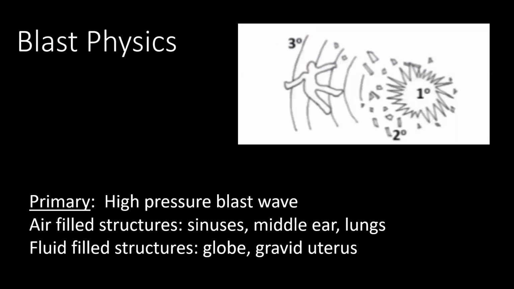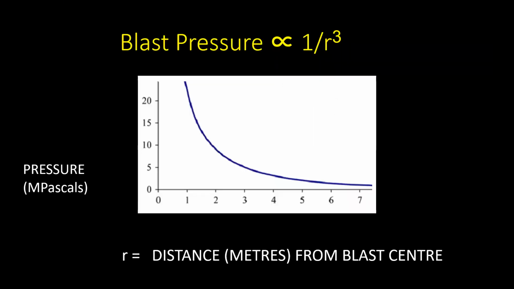Let's start with the primary blast wave, which is a very high pressure wave affecting air-filled structures like the sinuses, middle ear and lungs, and fluid-filled structures like the globe and gravid uterus.